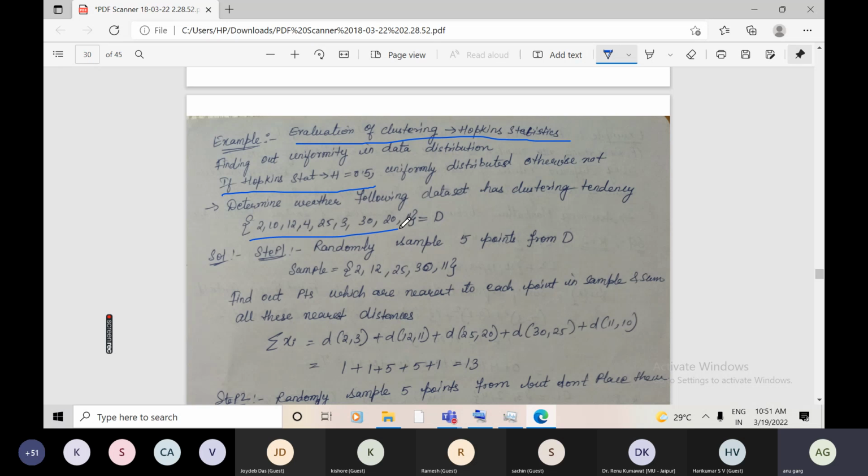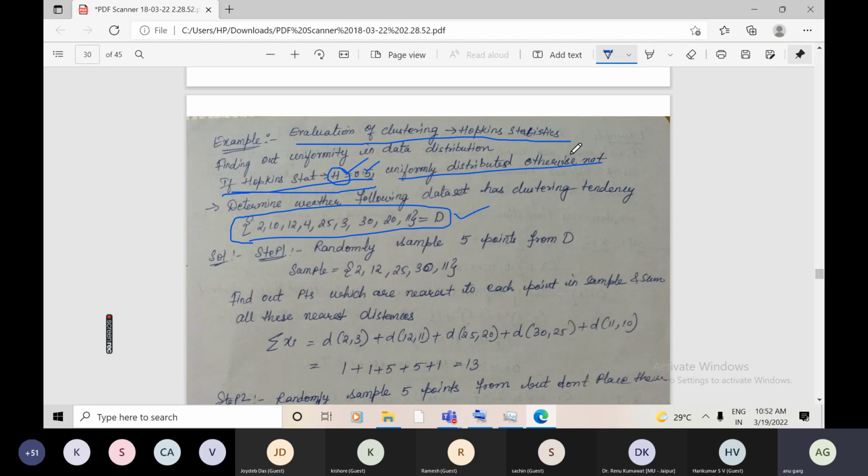So they have given this data set and you need to find out the cluster tendency based on Hopkins statistics. That means whether this data set is good to form clusters or not. We have seen in Hopkins statistics, the value of H that you're going to calculate, if it is close to 0.5, that means it is uniformly distributed, otherwise not.